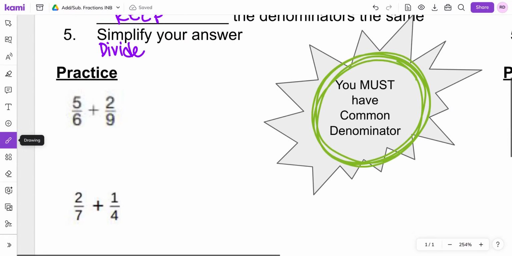Let's do some practice. So our first question right here, I'm going to number them since they're not numbered. Question 1 right here, we have 5/6 plus 2/9. Step 1 said to check the denominators. 6 and 9 are different, so we cannot add them yet. So we need a common denominator.